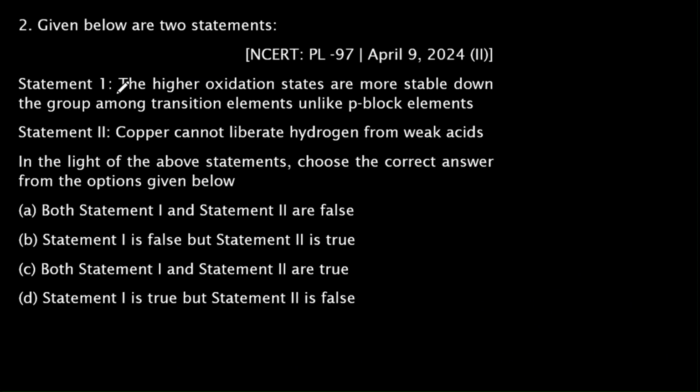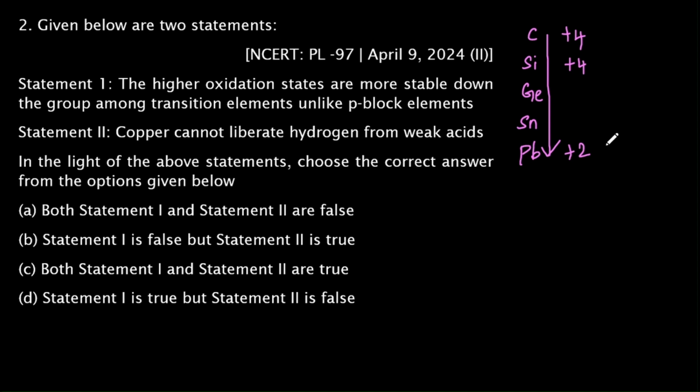There are two statements. The first statement is: higher oxidation states are more stable down the group among the transition elements, unlike p block elements. So we know p block elements. Let us take for example group 14 elements: carbon, silicon, germanium, tin, lead. When we are going down the group, the higher oxidation states are less stable. For carbon, +4 oxidation state is more stable. For silicon also, +4 is more stable. But as we go down the group, for lead, +2 oxidation state is more stable. This is because of inert pair effect. You might have studied this in p block elements.